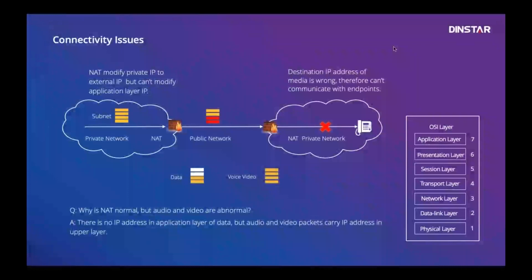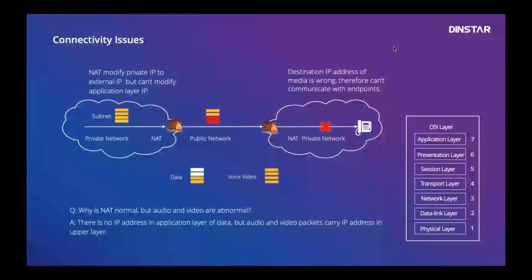This is where a device like a router or data firewall translates one IP address to another, like translating a private IP to a public IP. However, SIP is an application layer protocol. Here you can also see the OSI layer model. You can see there are three layers. SIP is an application layer protocol.